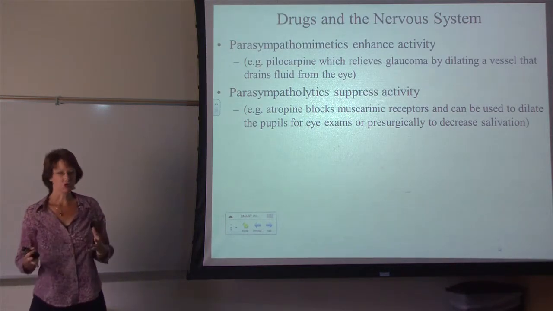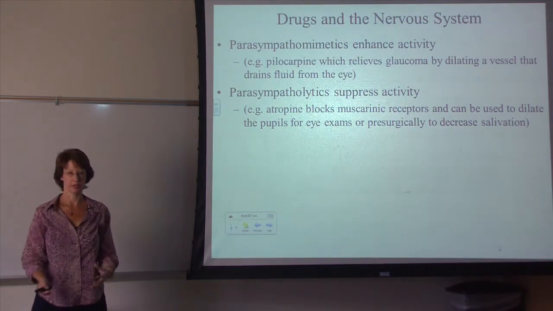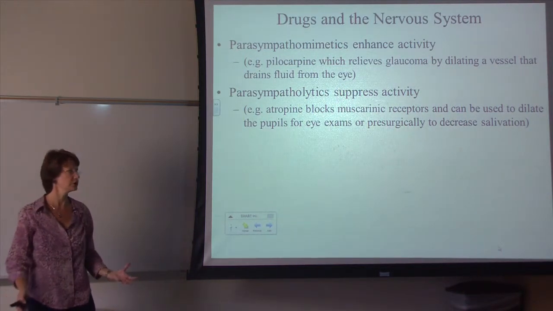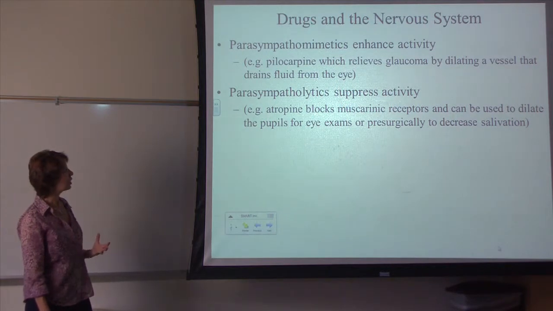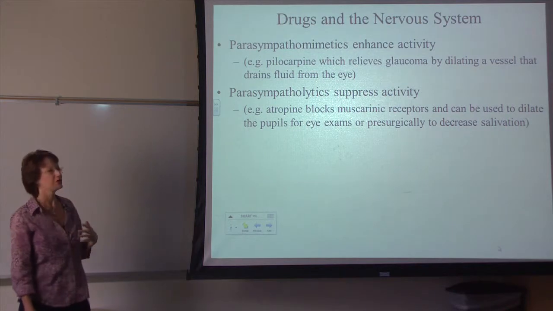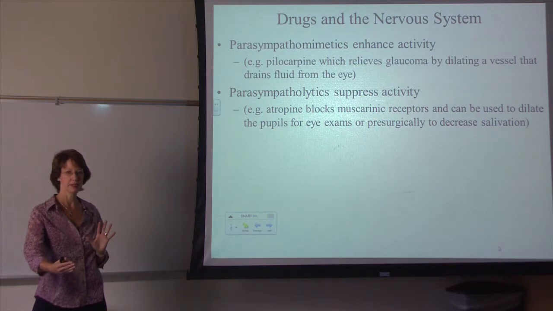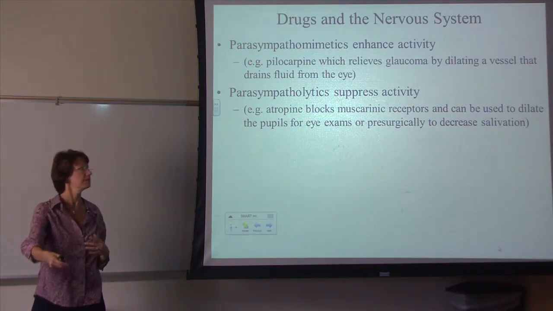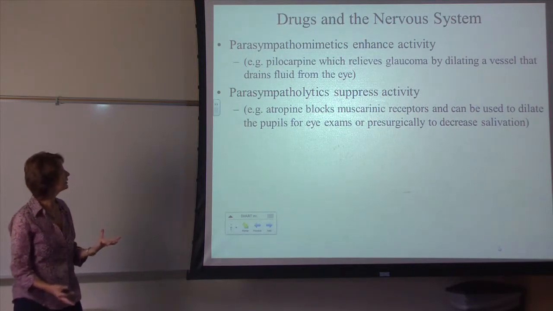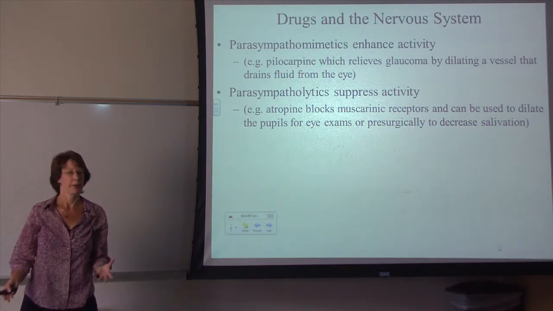There are many, many drugs that actually work in the autonomic nervous system, and you can imagine that's true, right? Control of heart rate, control of breathing, control of blood pressure are really important functions. We call any drugs that enhance the activity of the parasympathetic nervous system parasympathomimetics. And that name kind of makes sense, right? It's in the parasympathetic system, and it's mimicking the parasympathetic system. An example of that is a drug that relieves glaucoma by dilating the vessel that will allow fluid to drain from the eye, and that's a parasympathomimetic.